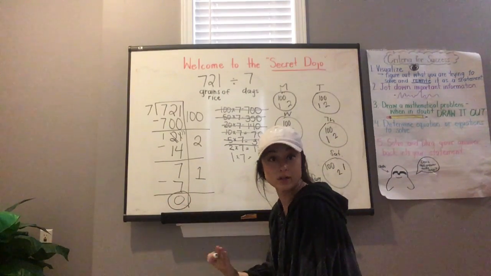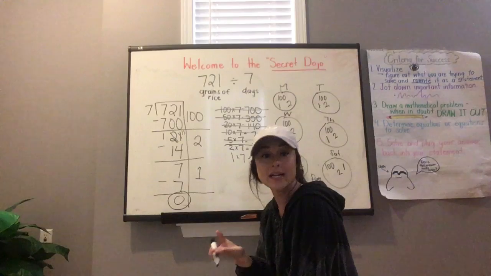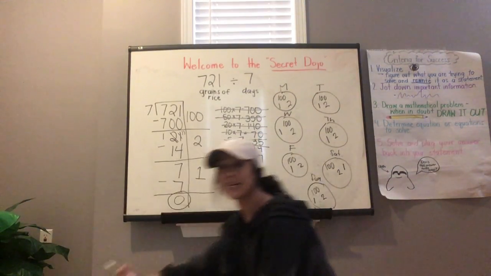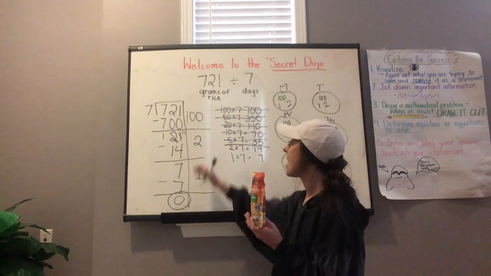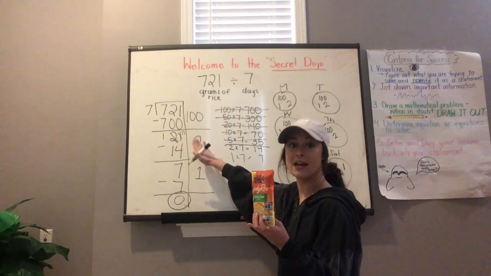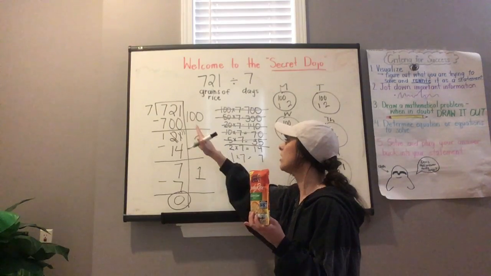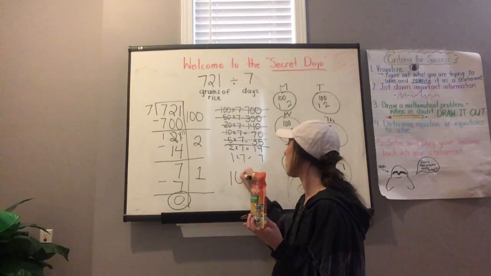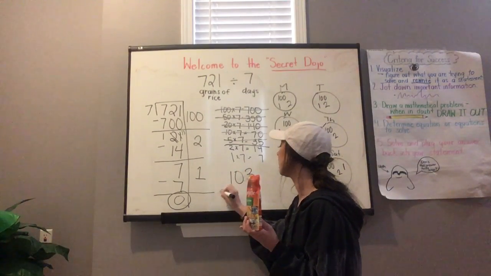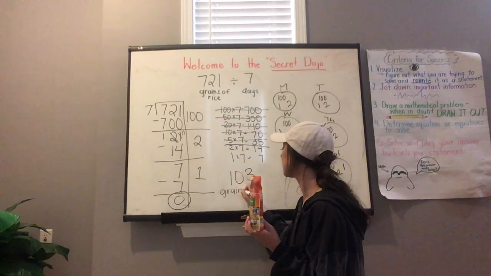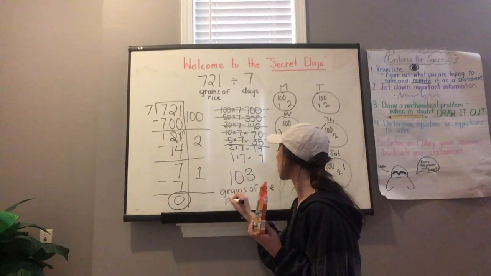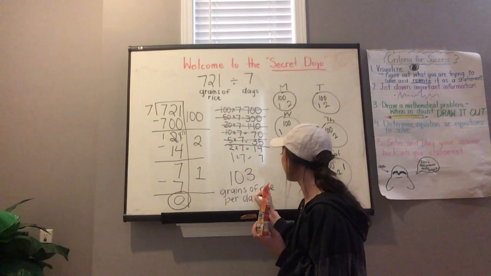So now my goal is trying to figure out how many grains of rice I need for each day, right? If I split out my entire packet, okay? And that's when I'm going to add up my sum, take that 100 plus 2 plus 1, and I would get 103 grains of rice per day.